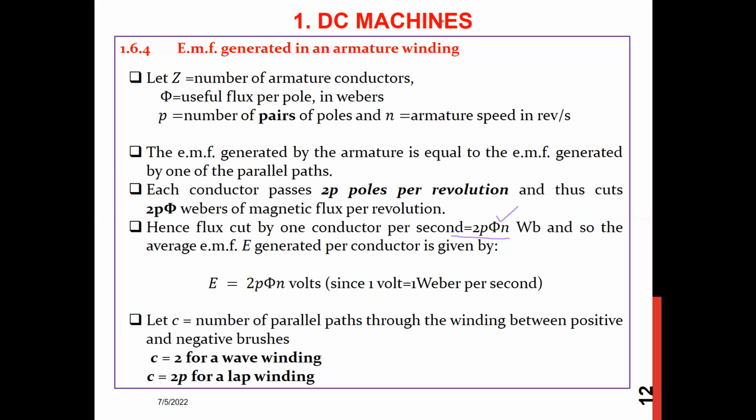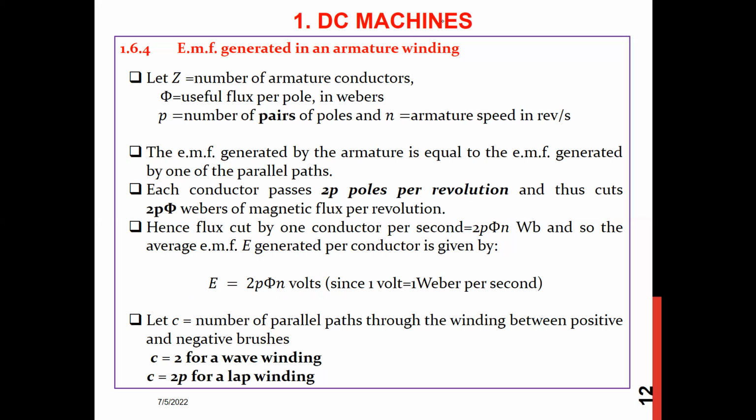And so the average EMF E generated by a conductor is given by E equals 2 times the number of poles times flux multiplied by n, in volts, since 1 volt is equal to 1 Weber per second. Let C be the number of parallel paths through the winding between positive and negative brushes.